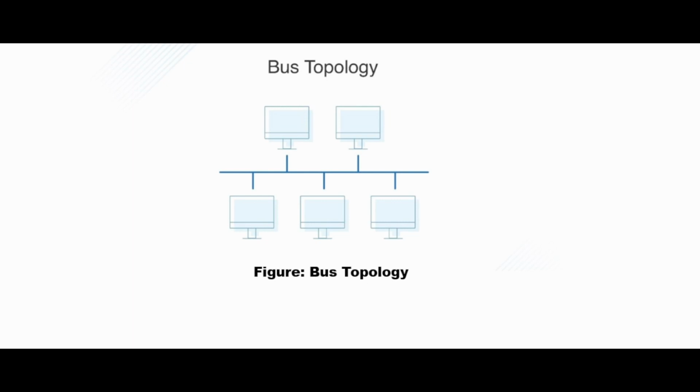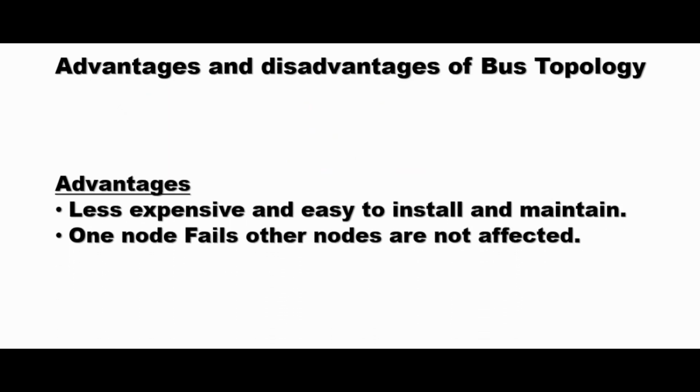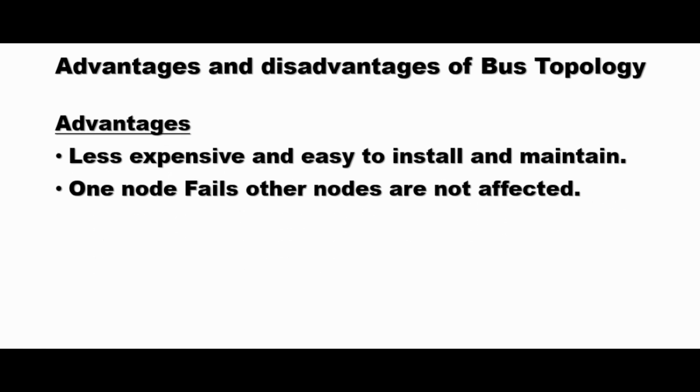So this is the central line from where data is transferred. Basically, all the PCs are connected to this central line, so they can share information. Looking forward, the advantages and disadvantages of bus topology are: the first advantage is that it is less expensive and easy to install and maintain.